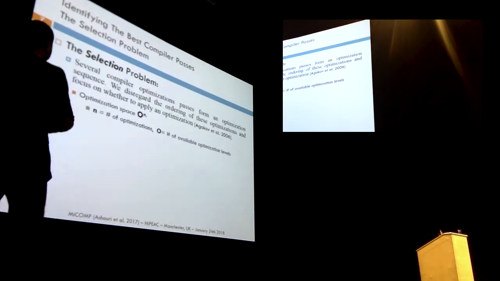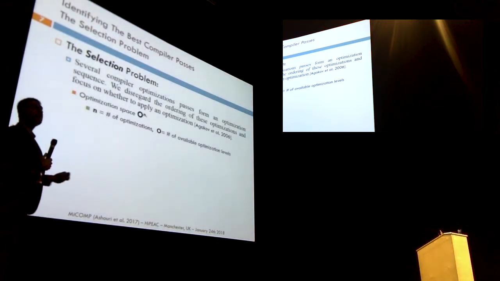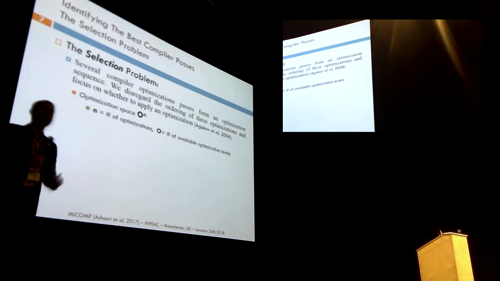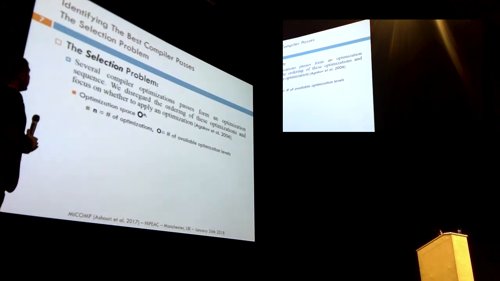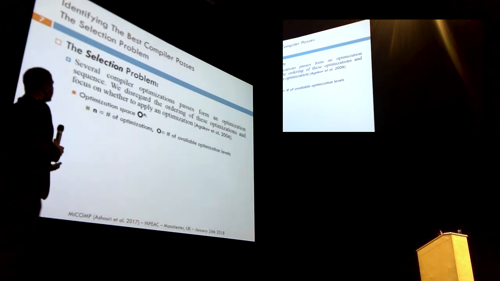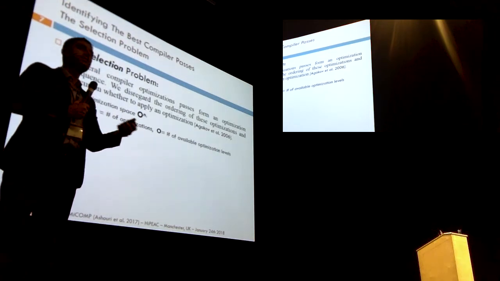The work I'm presenting tackles the phase ordering problem, but in order to understand it, let's first look at what the selection problem is. The selection problem is when you have several compiler passes and you want to identify which one is more suitable for your application and this data set. Suppose you have N optimizations like loop unrolling, LICM, BCE, and you have O as the number of available optimization levels. Loop unrolling, for example, has 3 levels: level 1, level 2, and level 3.